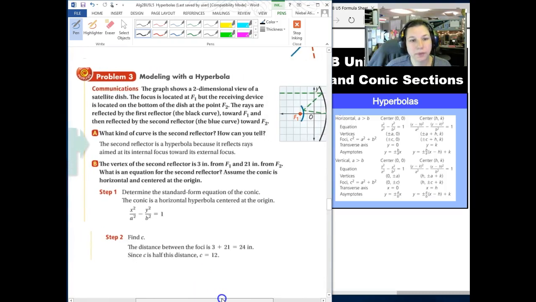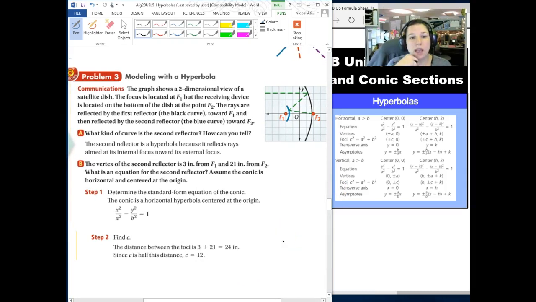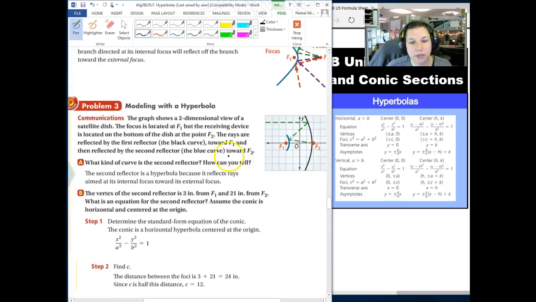All right. Number 3, modeling with a hyperbola. Communications, the graph will show you a 2-dimensional view of a satellite dish. The focus is located at F1. Okay, so they've labeled that here. The receiving device is located at the bottom of the dish, which is at F2. The rays are reflected by the first reflector, so there's one curve here, and it's reflected toward F1 and then back again. And that's the blue curve. So what kind of curve is the second reflector? Well, these are hyperbolas, right? They match the same shapes we've been using.